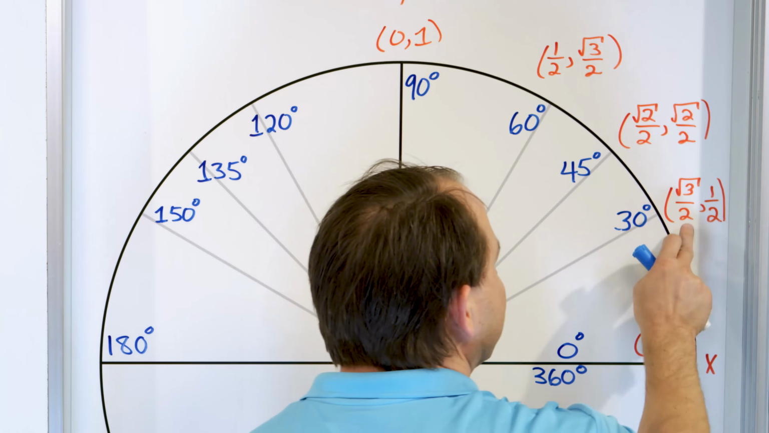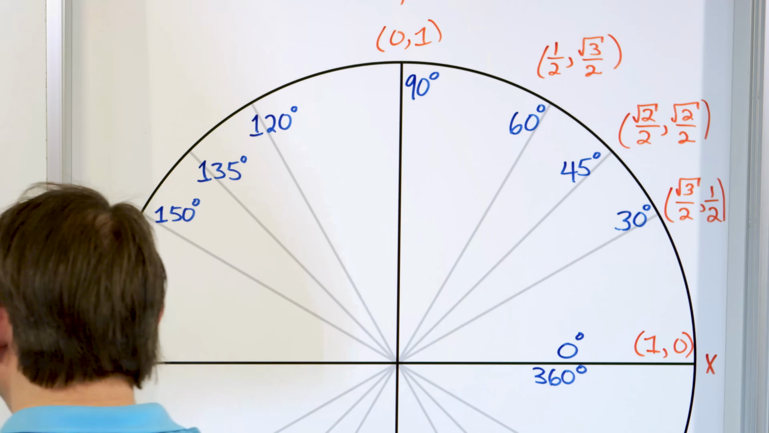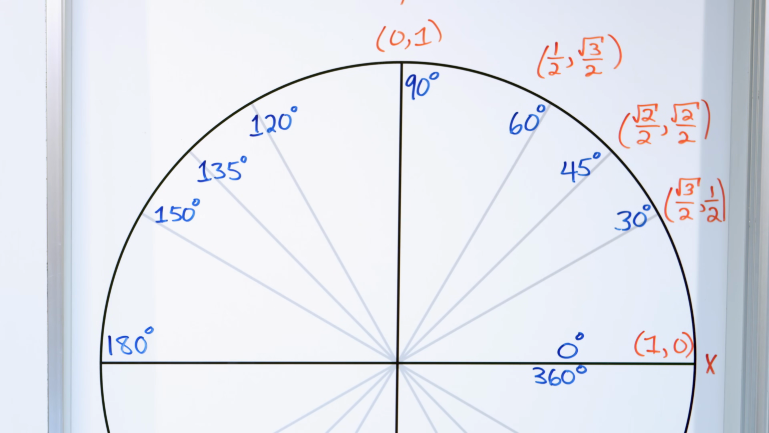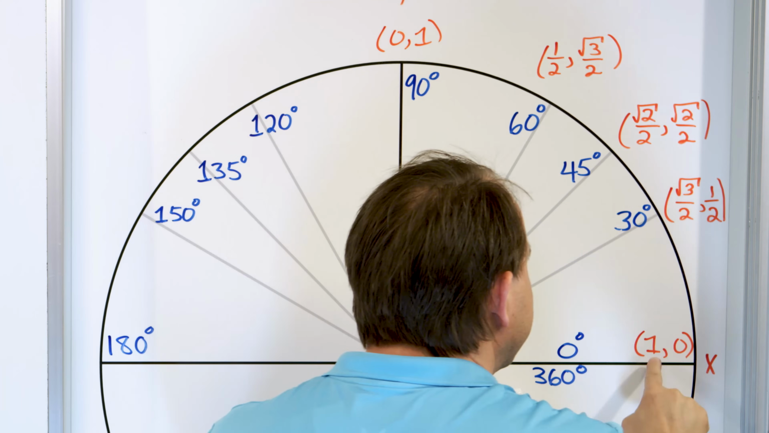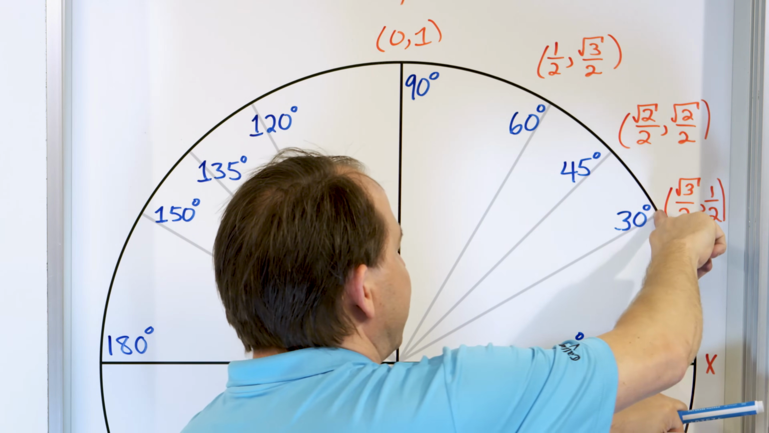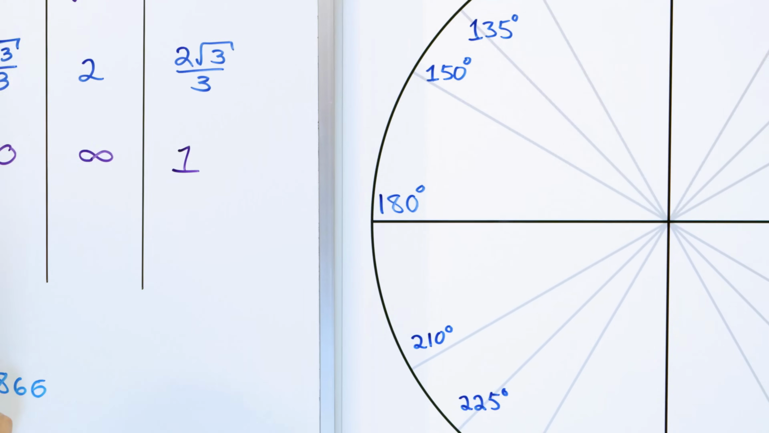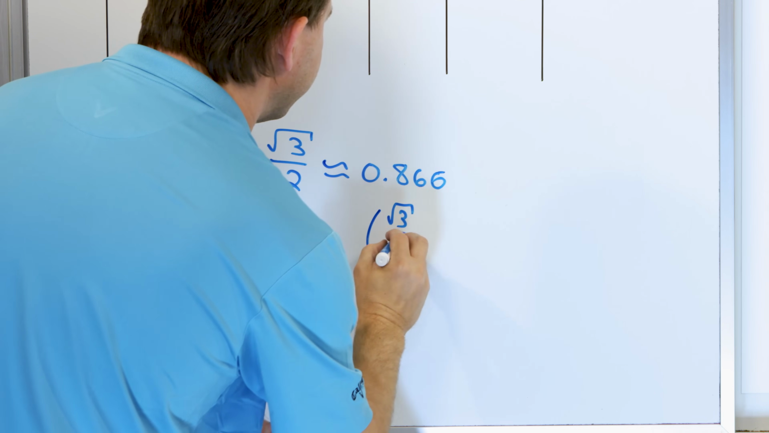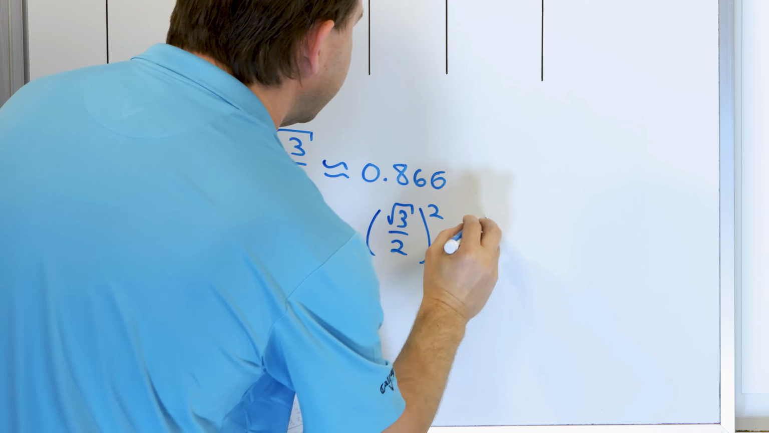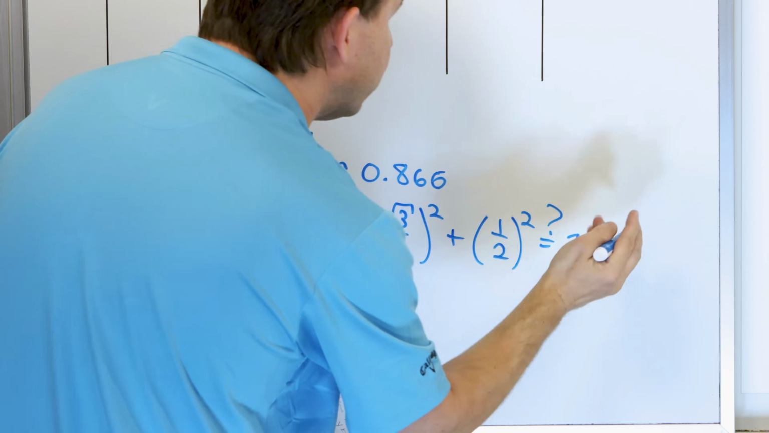I told you, hey, trust me, the cosine was square root of 3 over 2 and the sine was 1/2. Let's check this one. If it really does form the legs of a triangle, then this leg of the triangle is square root of 3 over 2. And this leg of the triangle is 1/2. And the hypotenuse is 1. So what we should have then is the square root of 3 over 2 squared plus 1/2 squared equals question mark. It should be equal to 1.